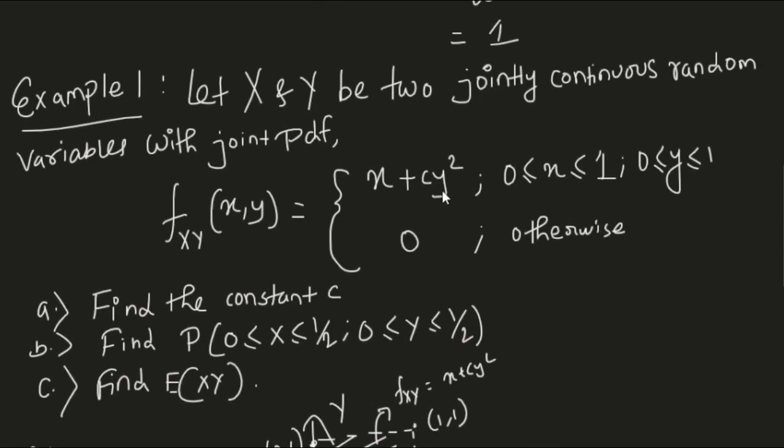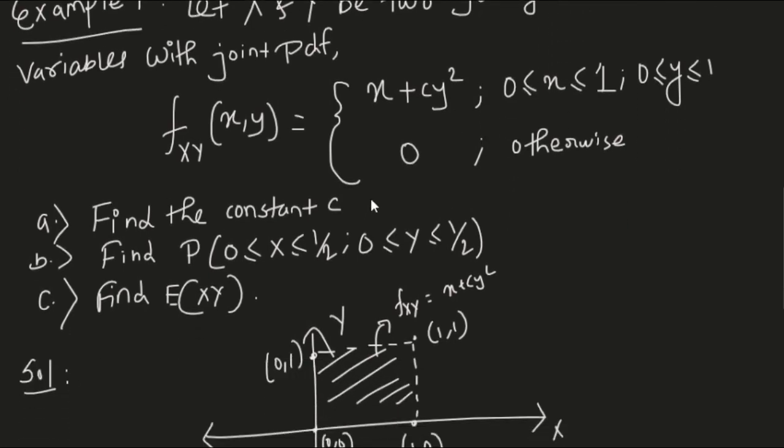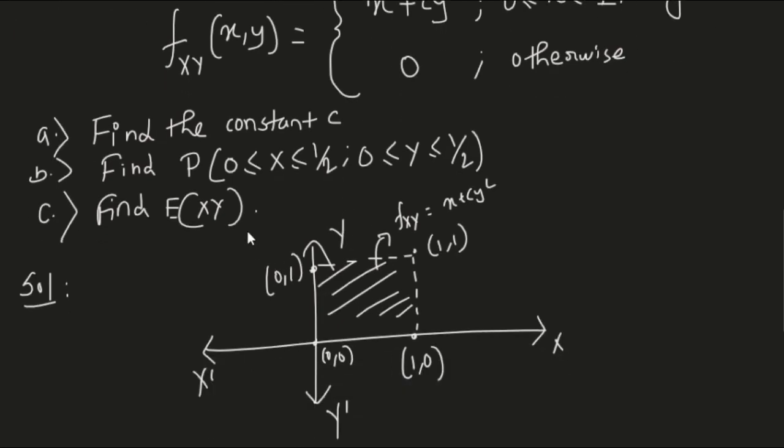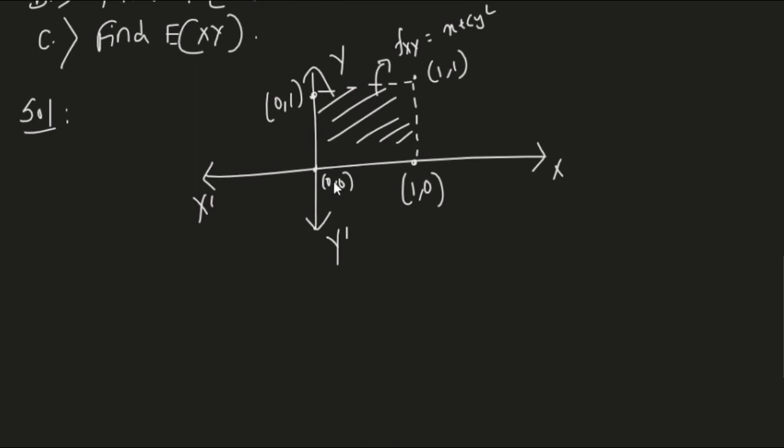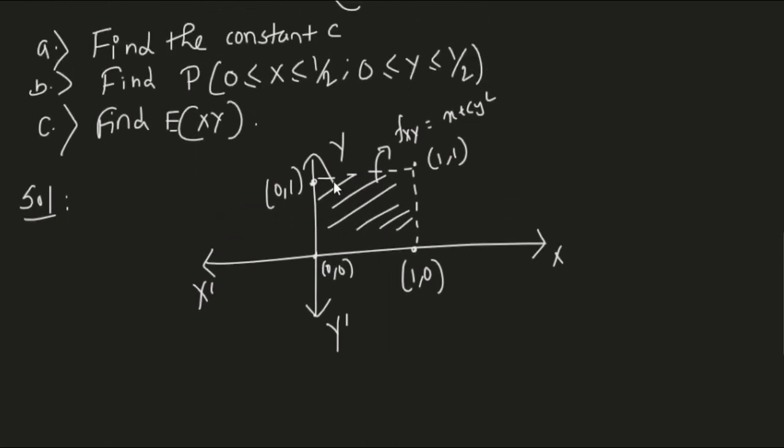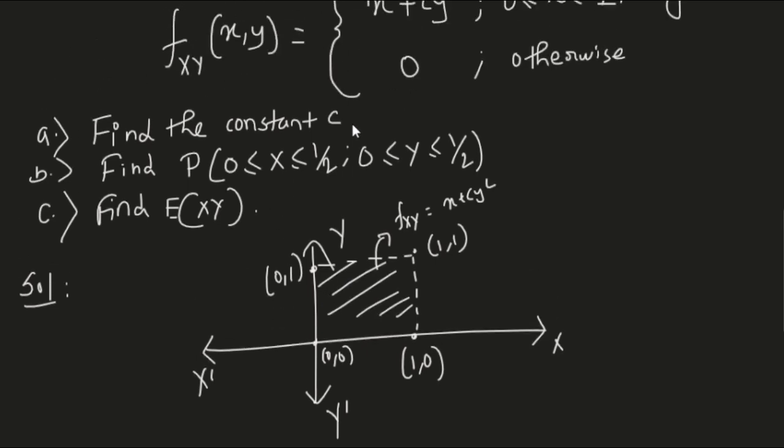Anyways, so this is the statement, and then we have three problems. We have to find the constant c, we have to find the probability that 0 ≤ x ≤ 1/2 and 0 ≤ y ≤ 1/2, and also we have to find the expected value of x times y. So I'll give you 1 or 2 minutes, probably 2 minutes, to try and think of a solution to the first part, and then I'll solve it.